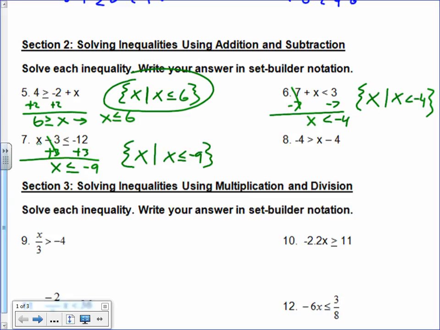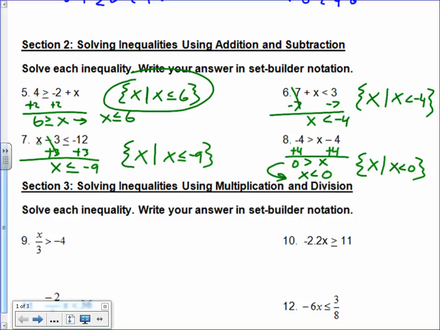All right. And then number 8, we have to get the x by itself again. So add 4 to both sides. With the x left on the right side, we have 0 like this. Not written correctly yet, so let's rewrite it with the x in front. X less than 0. In set builder notation, you'd have x such that x is less than 0.